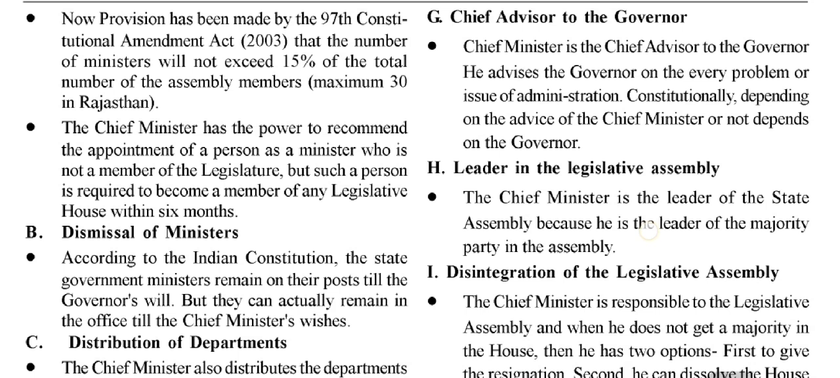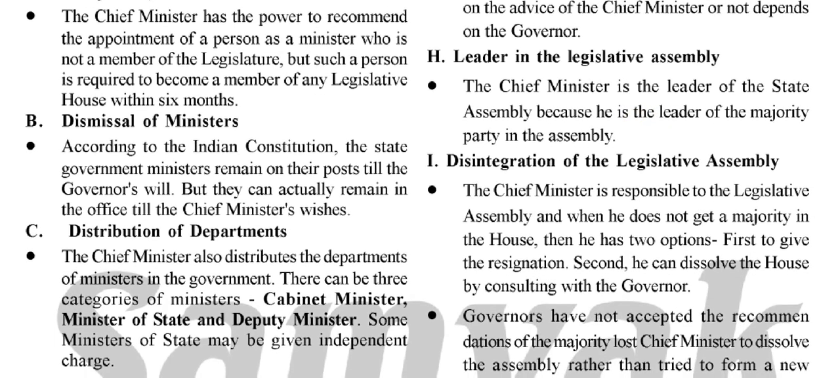The Chief Minister has the power to recommend the appointment of a person as a minister who is not a member of the legislature, but such a person is required to become a member of the legislative house within 6 months. Dismissal of ministers. According to the Indian Constitution, the state government ministers remain in their post during the Governor's will, but they can actually remain in office only as long as the Chief Minister wishes.